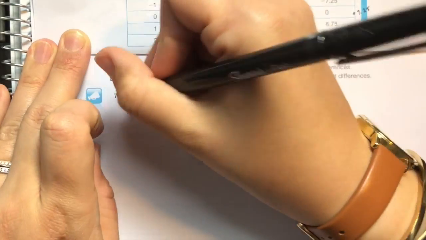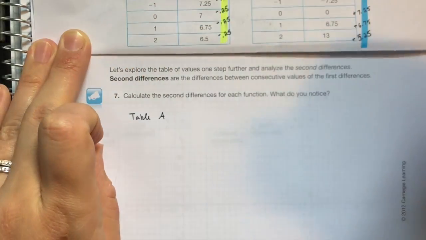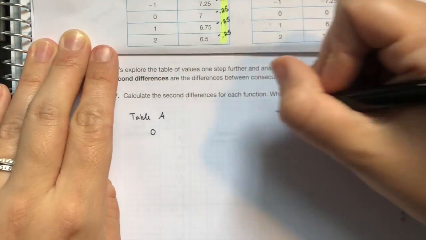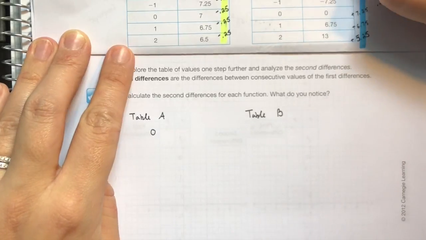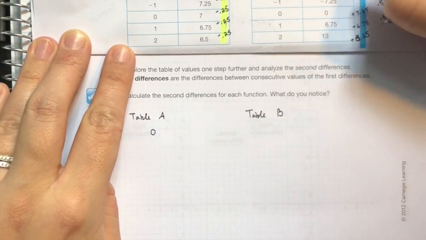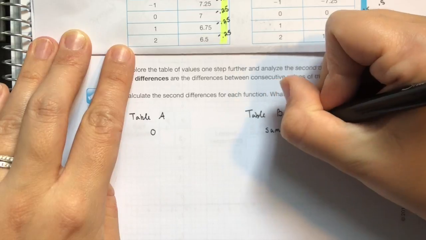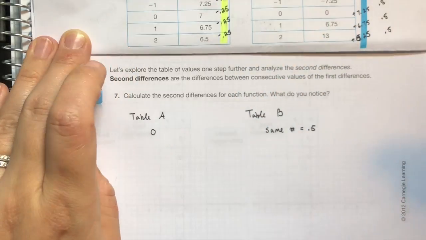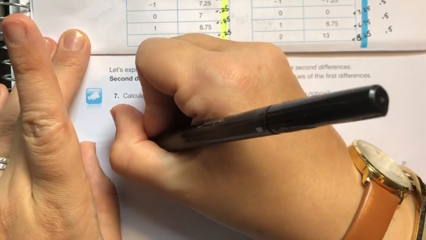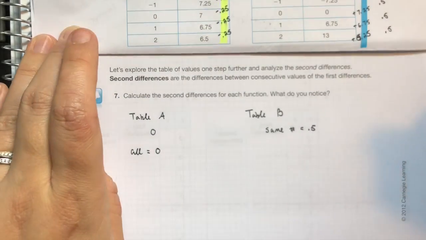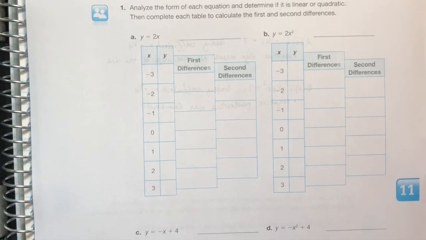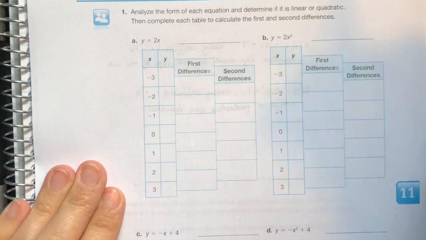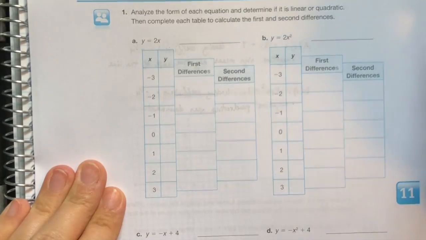Problem number 7 asks us to calculate the second difference for each function. So again, we need to go back to problem number 1 and look at our initial differences, and then calculate the difference between those differences. So it's a second level of difference. For table A, it's 0. For table B, it's a constant, which is 0.5. So that's actually something interesting. That's going to help us determine what kind of function we're looking at.